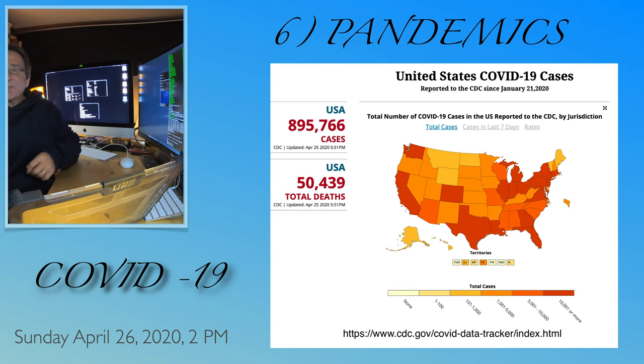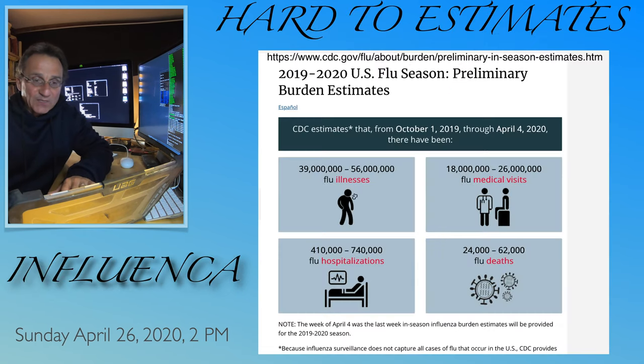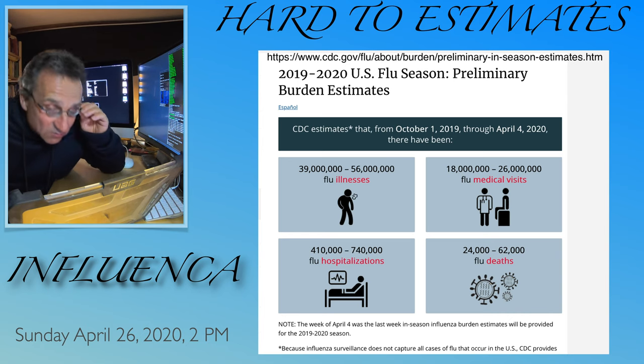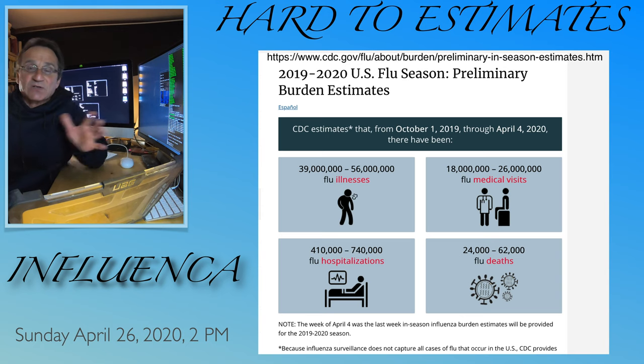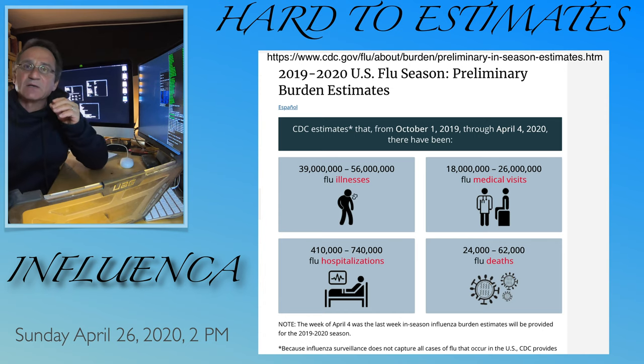We live in a pandemic, and we have not much data available. So if you look at the analogs and the influenza, which is also a virus, if you look at the data estimates, this is really in a wider range. So 24,000 to 62,000 deaths. One doesn't even know. For hospitalization, 410,000 to 740,000.